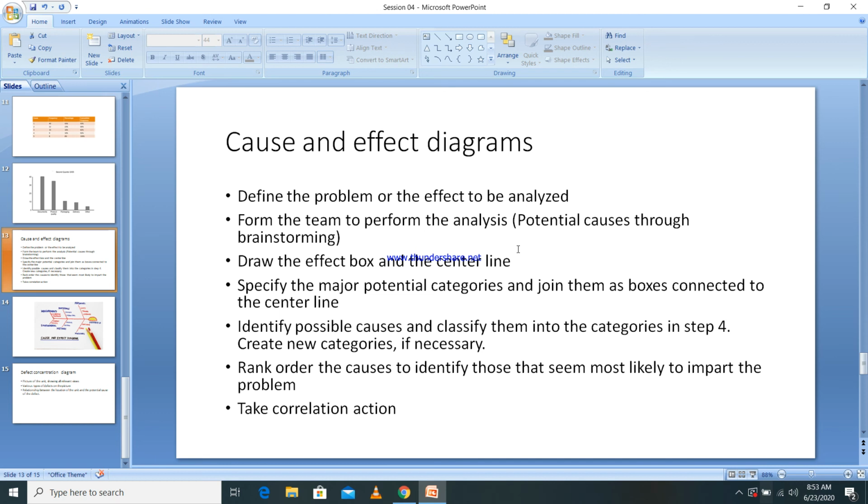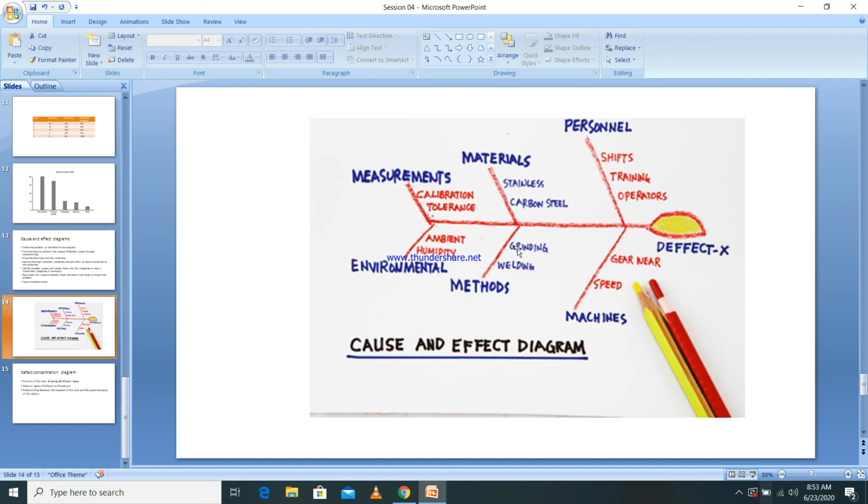So the problem is the lifetime of your light bulb. First you have to identify what problem you are going to analyze, and then we have to form a team to analyze this problem, right? And then, if you look at this diagram, you can see first you draw a center line with the effect or with the problem. That is what you can see in this diagram as the defect, the problem or the question that we are going to analyze.